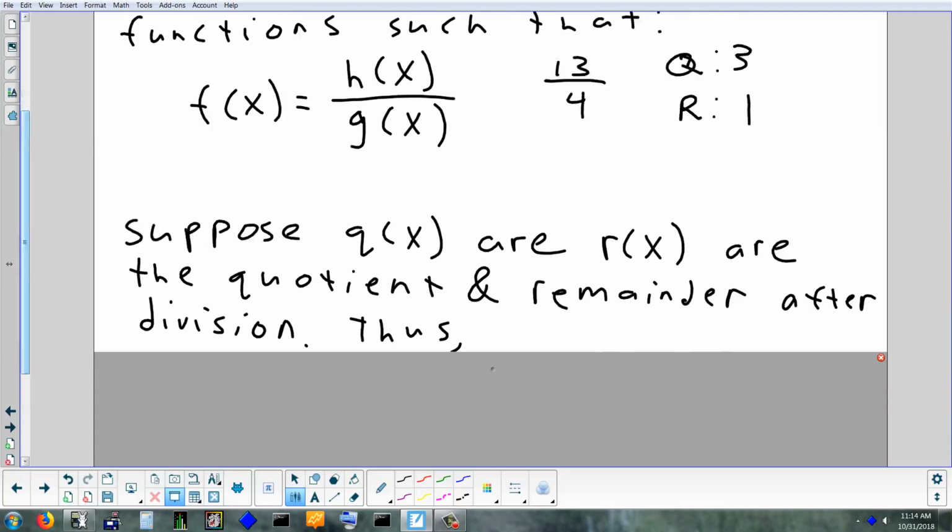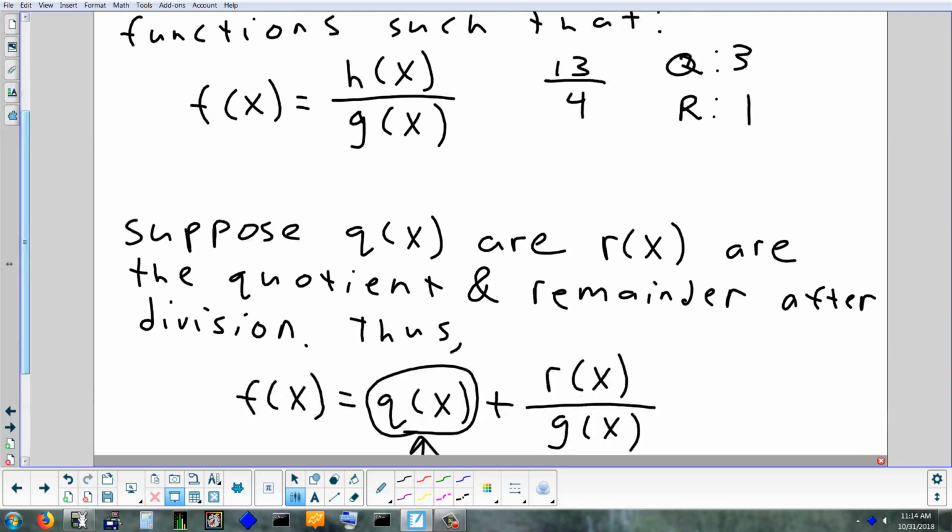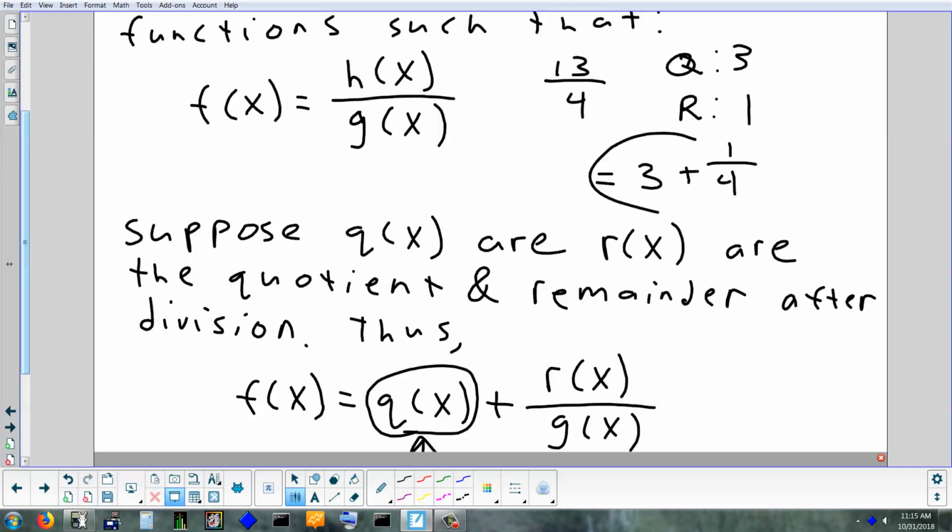You can write it that way. Or you could write it this way. Quotient plus remainder over divisor. So let's write it that way. Quotient was 3 plus my remainder, 1, over my original denominator, my divisor. It was 4. So if you wanted to know what's 13 divided by 4, it's 3 plus 1/4. Or as a mixed number, you would say 3 and 1/4.